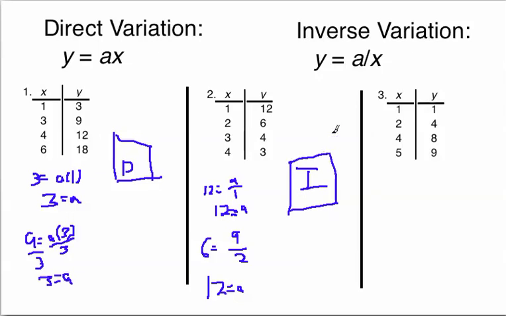Now, the last one here is not going to represent either. It could represent direct variation because as x is going up, y is also going up, but it actually doesn't. When you plug it in, for the first one, you would get 1 equals 1a, so a equals 1. For the second one, you end up with 4 equals 2a, and you would end up with a equals 2. Since those a's are not the same, this is neither. And that's it.